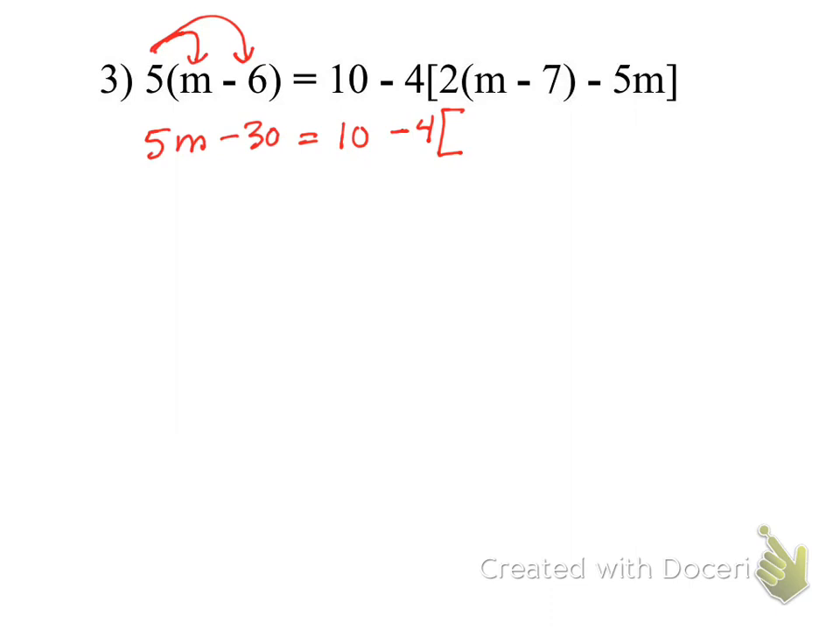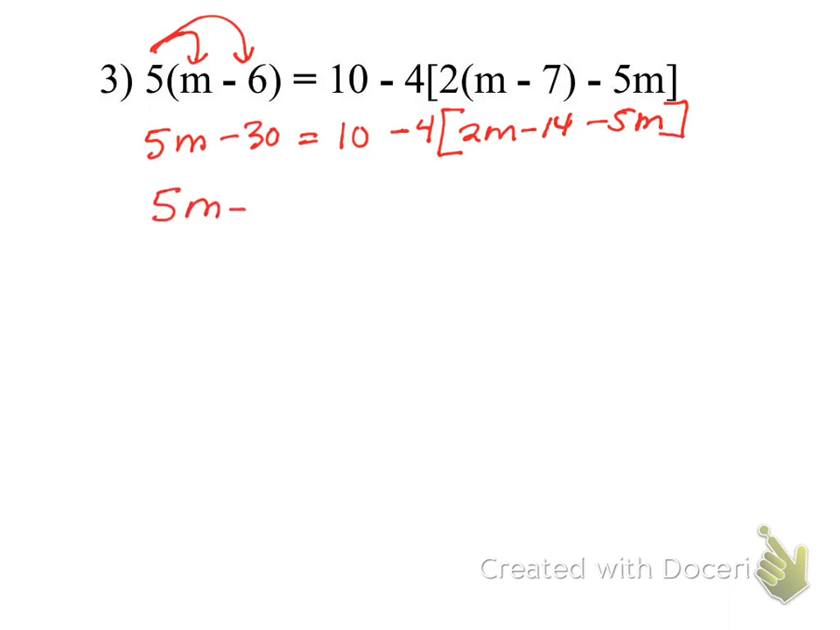Okay, I need to hear somebody I can hear. Somebody up front here. Go, Dion. 2m minus 14 minus 5m, and then close it. Close it. Okay. Next step. Keep going.